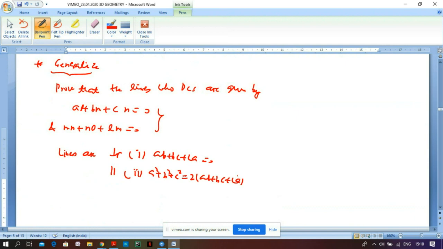So these two lines are perpendicular if the first condition holds, that is ab plus bc plus ca is 0, and these lines are parallel if the second condition holds, that is a squared plus b squared plus c squared is twice ab plus bc plus ca.